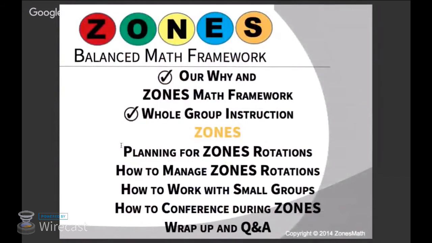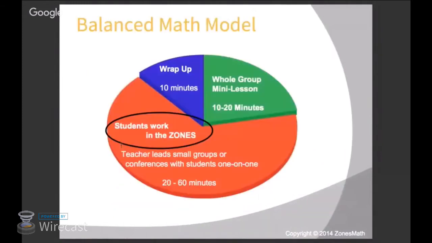The next component of our framework is the workshop time where students work in the zones. This piece takes up the majority of time in our model. This time is very flexible and can take anywhere from 20 to 60 minutes, depending on your math schedule. This is often called center work or rotations. We here at Zones Math call them zones. This is where the students work independently on various content area skills and concepts. During this time, when students are working in the zones or center rotations, you will have the time and attention freed up to work with individuals or small groups of students.